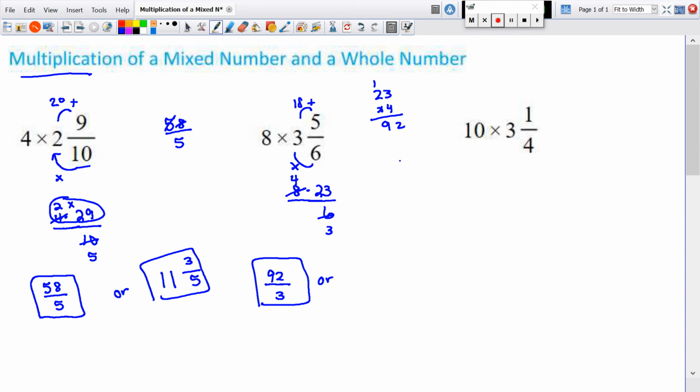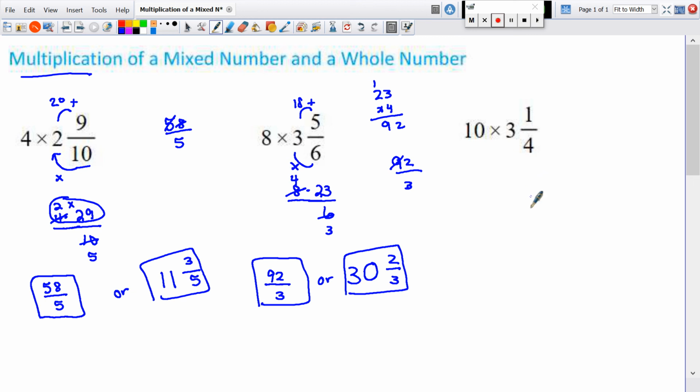If I want to make it a mixed number, 9 divided by 3 is 3. And then we can't do 2 divided by 3, so I got to put a 0. And the 2 would be a remainder. So 30 and 2/3 is the mixed number.